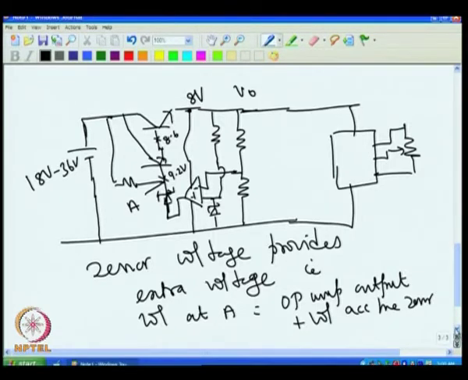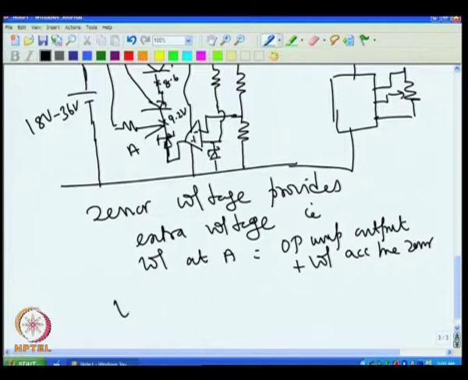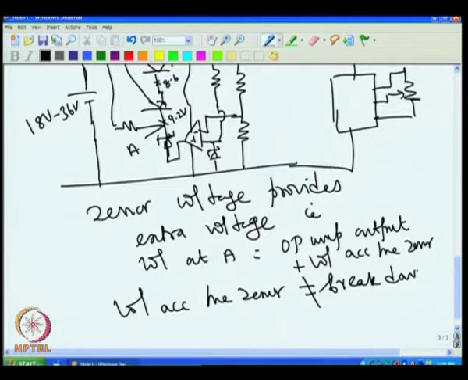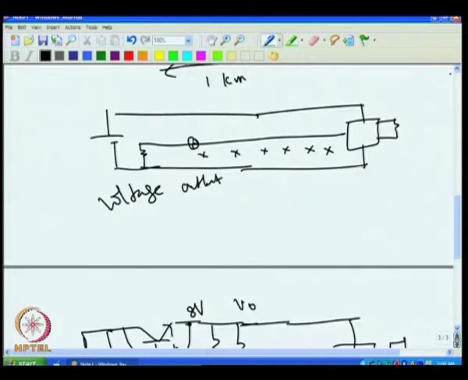But the voltage across the Zener need not be the breakdown voltage. Some voltage is required, that is all, to make the system start. So, that is why we have added this Zener.